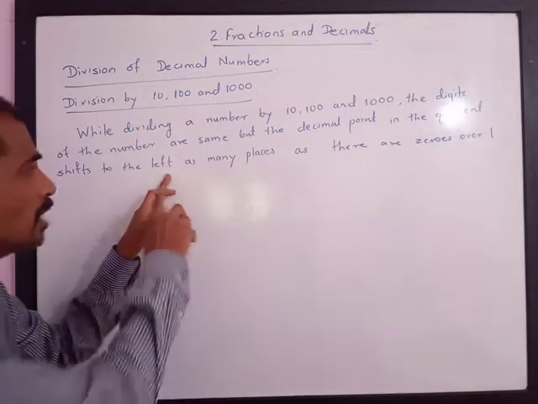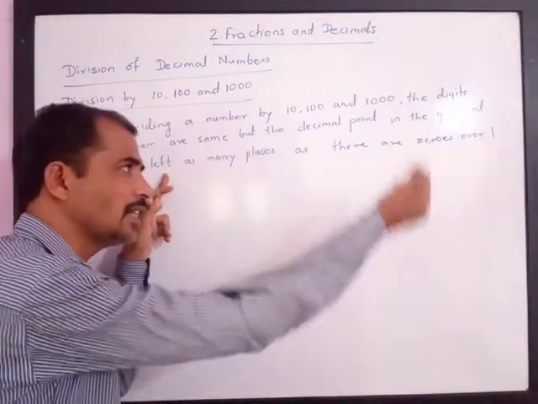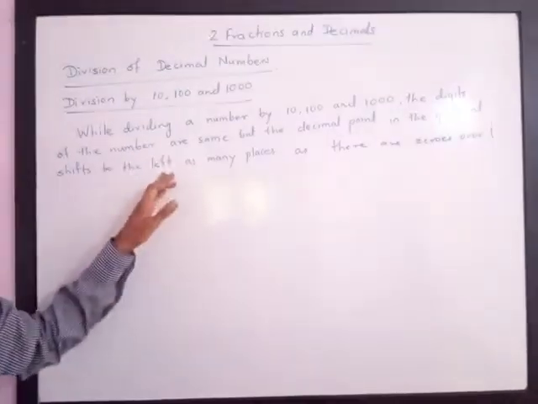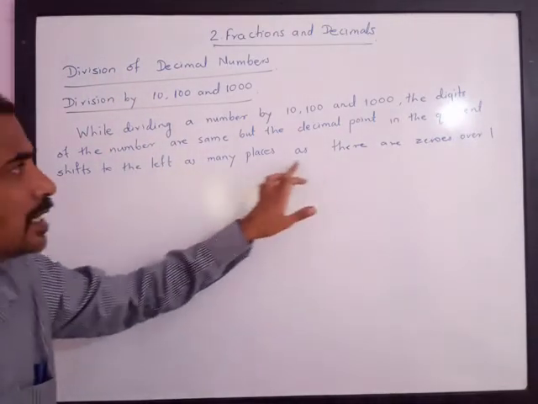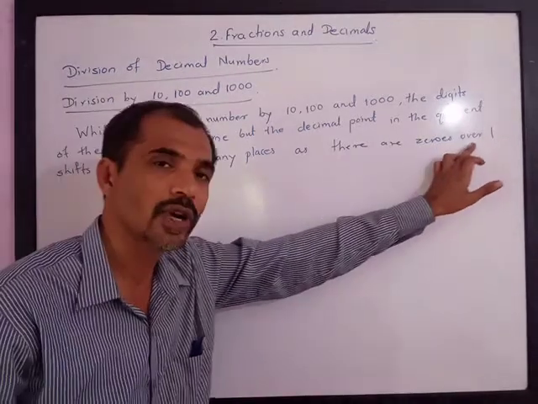Please note, in case of multiplication it shifts to the right side, in case of division it shifts to the left side. Don't get confused. It shifts as many places as there are zeros over 1.